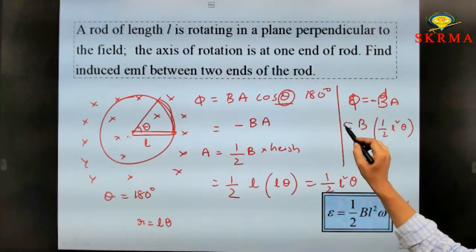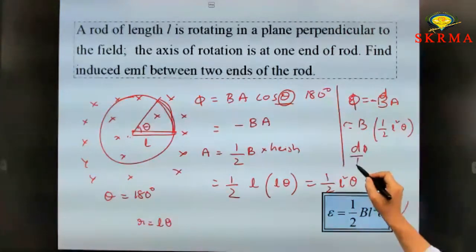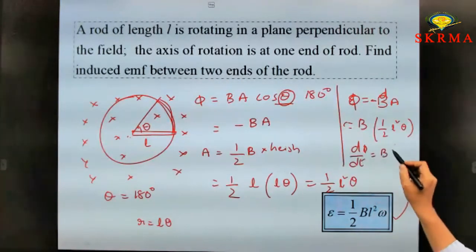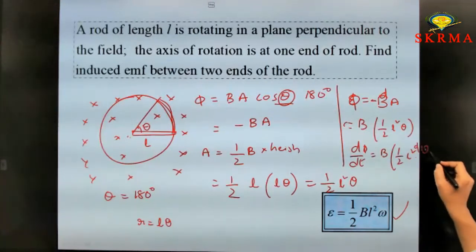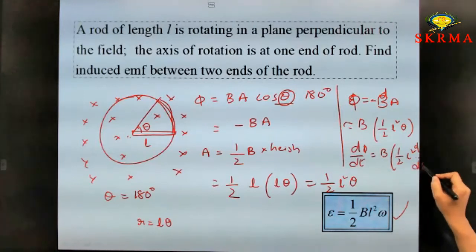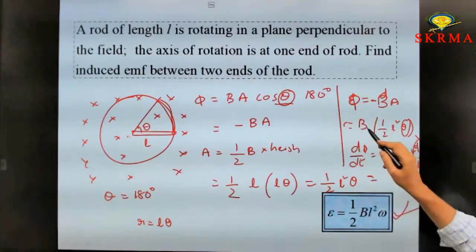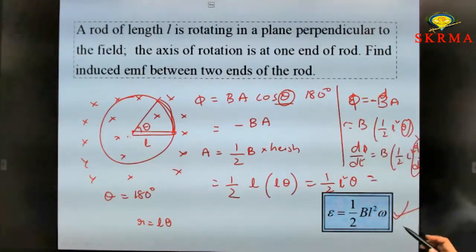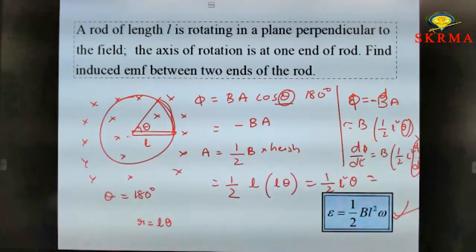If you want to calculate the E value, go for differentiation. If you differentiate this equation, d phi by dt is equal to B times half L square times d theta by dt. d theta by dt is obviously omega. That's why the equation is half B L square omega. This equation is important. Not the derivation, but the equation half B L square omega: for a rod rotating in a uniform magnetic field, the EMF induced is half B L square omega.